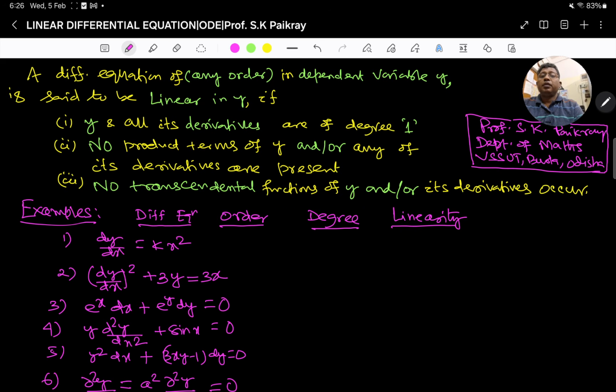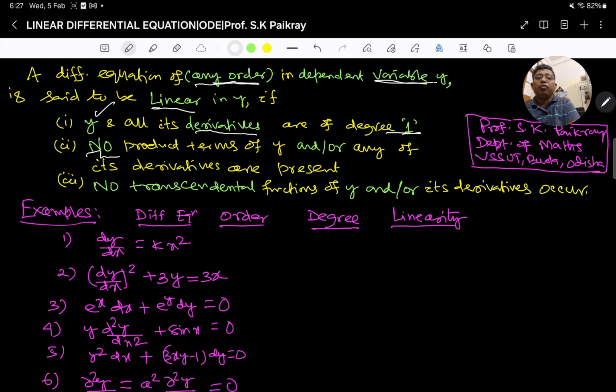Hello everyone. In this lecture I shall discuss the linear differential equations. A differential equation is said to be linear, whatever its order, if the dependent variable y and its derivatives y dash, y double dash, and so on are of degree 1.